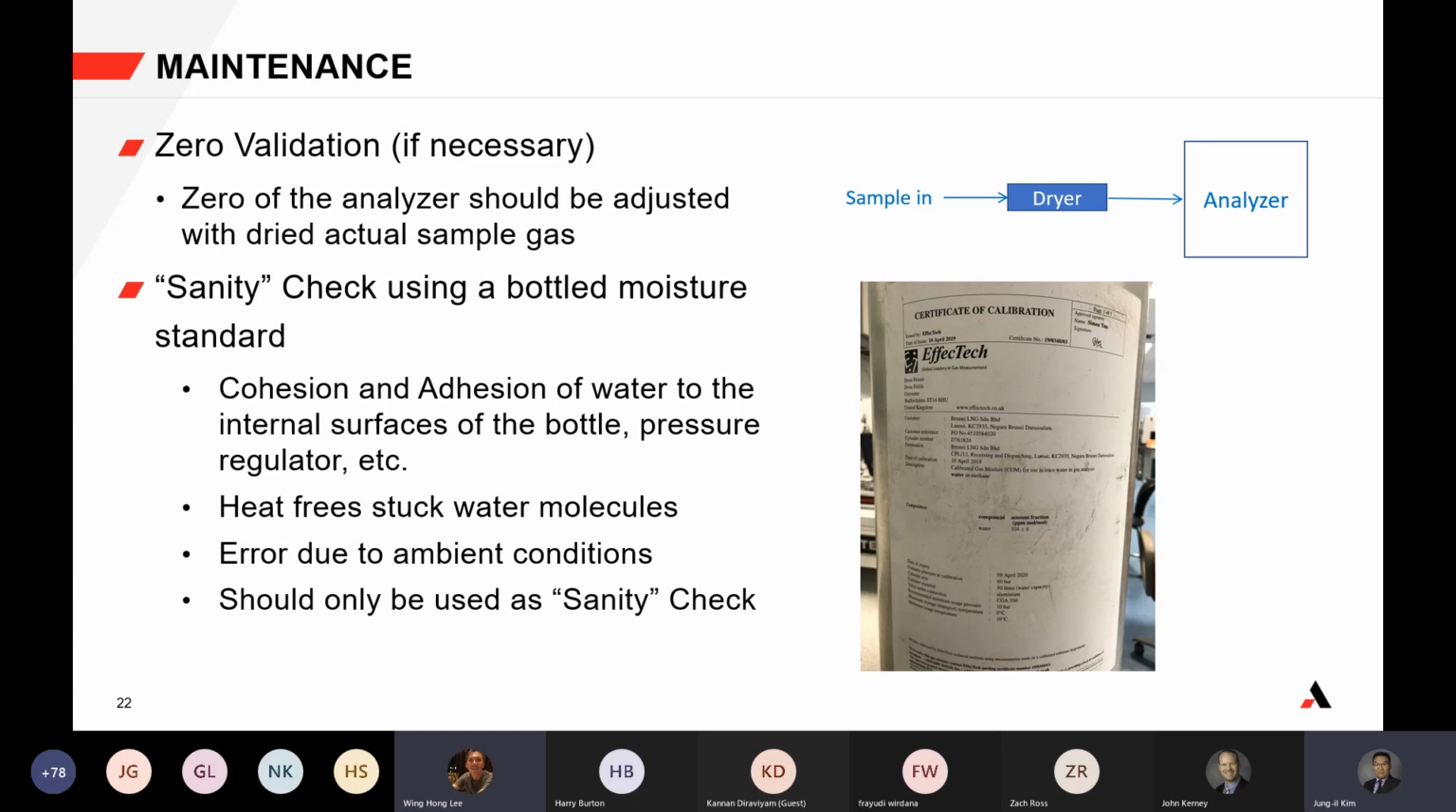Also, heat frees up stuck water molecules. So the moisture content of the standard gas is greatly affected by the ambient temperature conditions where the validation is being carried out. Therefore, it is best to use bottled moisture standard for sanity checks and not for actual calibration of the analyzer.